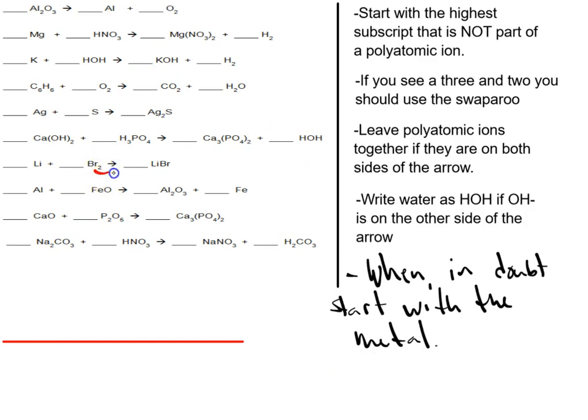There's 2 BRs, so you got to double the amount of lithium bromide. That means you have 2 lithiums now, so you have to double the amount of lithium, and you have 1 bromine. 2, 1, 2. Okay? Will you try this one?